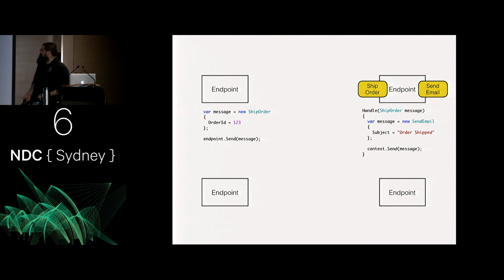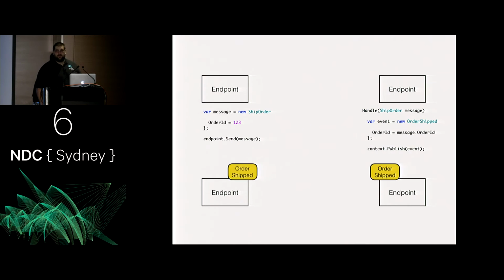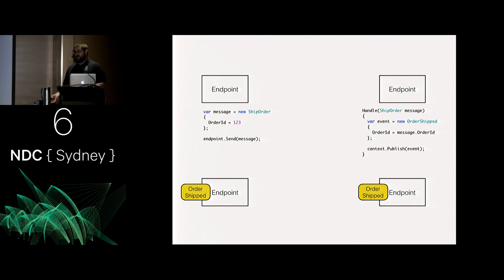There's a special type of message which doesn't get sent, so it doesn't go to a specific destination. It's called an event. And events don't get sent, they get published. And rather than going to a single endpoint, a number of endpoints in your infrastructure can all subscribe to messages of that type. So if these two endpoints down the bottom are interested in order shipped events, when this endpoint at the top here publishes that event, it's going to get pushed down to both of those endpoints.